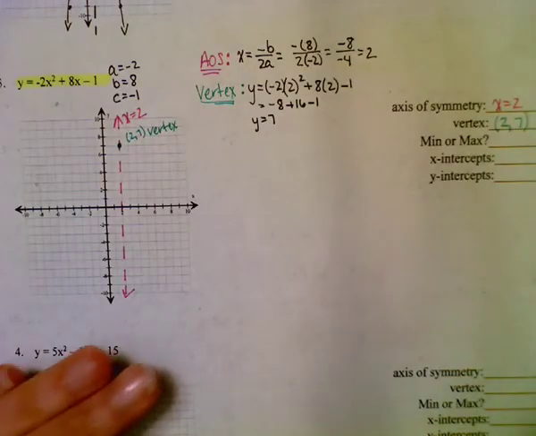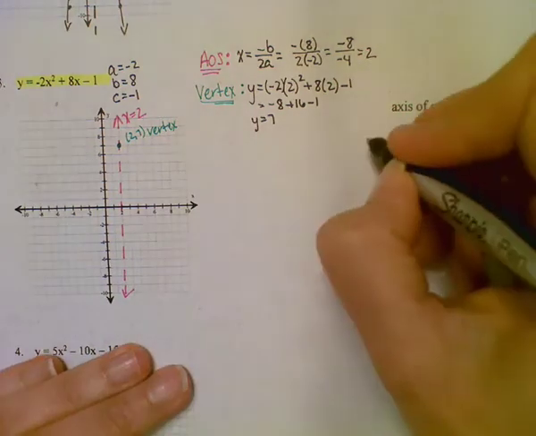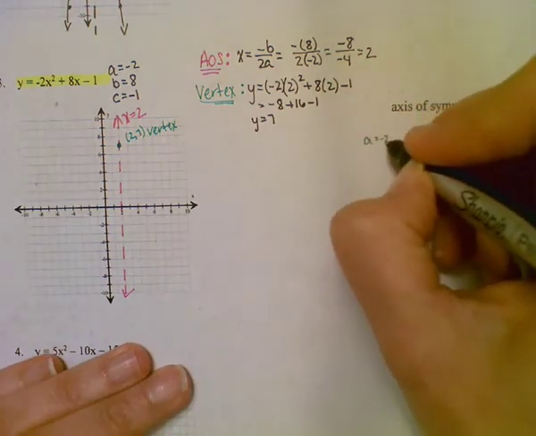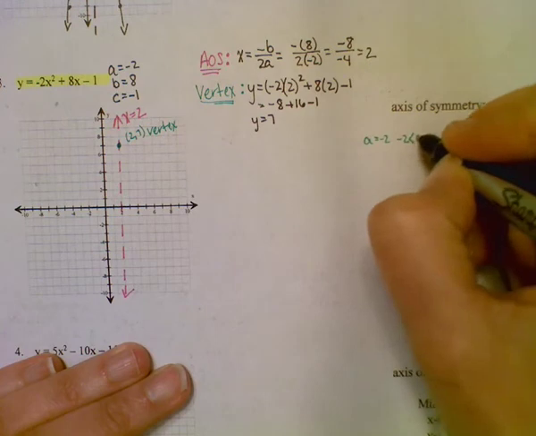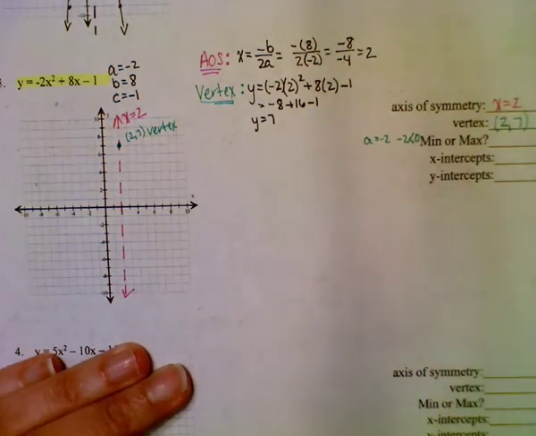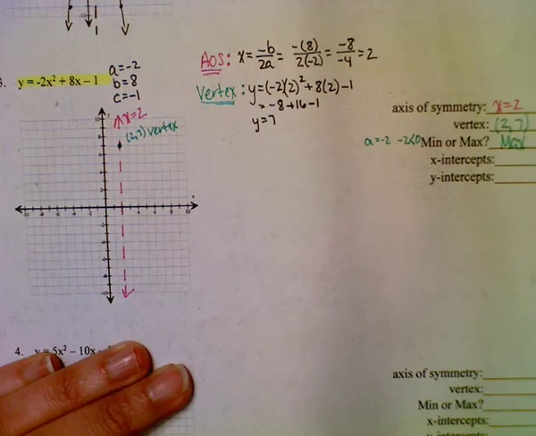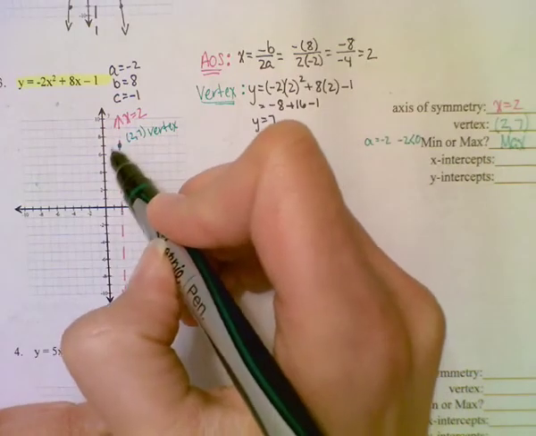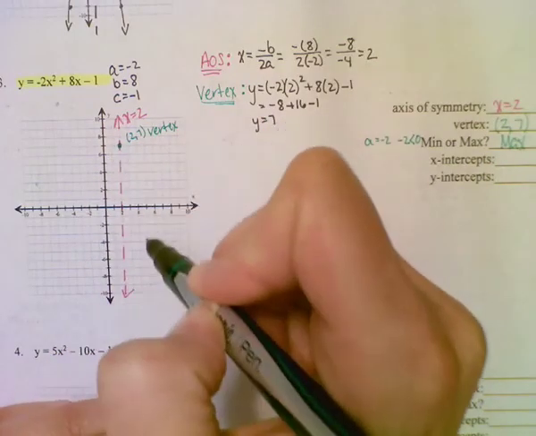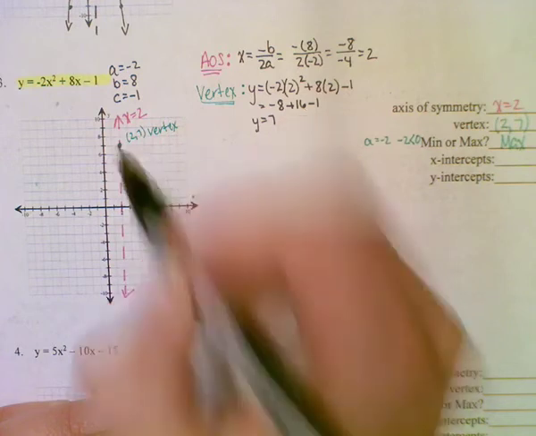Now I can look at my a value. A is negative 2, and negative 2 is less than 0. If you recall from the front of your notes, if it's less than 0 or if it's a negative number, that means we're going to have a maximum value there. So when I look at my graph, it's going to be opening downward. It's going to have that shape right there, because that'll be the high point of our graph.